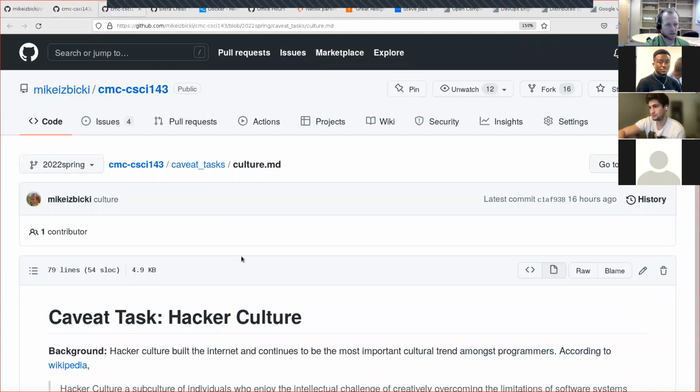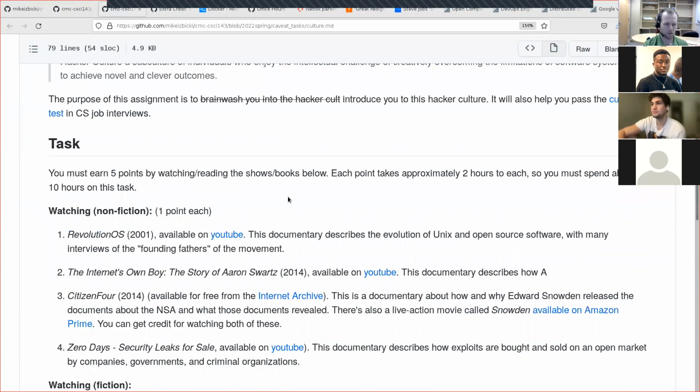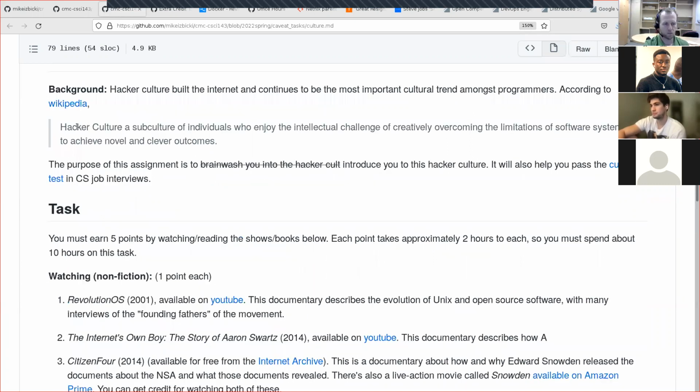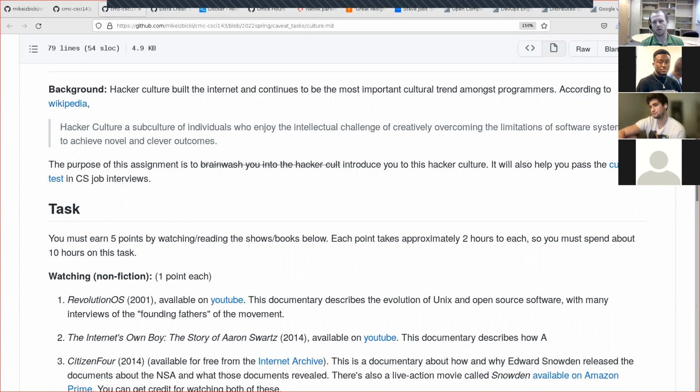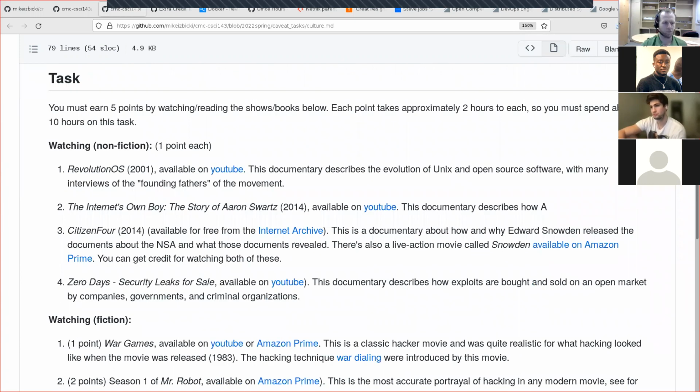And the second task is a hacker culture task. It's an easy task, but maybe explaining it is a little bit complicated. One of the purposes of this course is to expose you all to this idea of hacker culture. Hacker culture is this subculture that enjoys intellectual challenges, creatively overcoming the limitations of software systems, open source, these sorts of things. And it's not about breaking into people's computers or things that muggles associate with hacking.